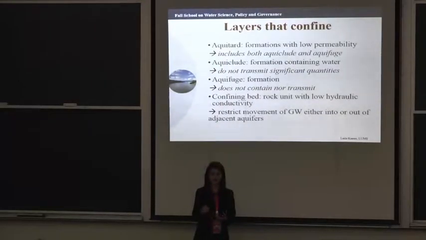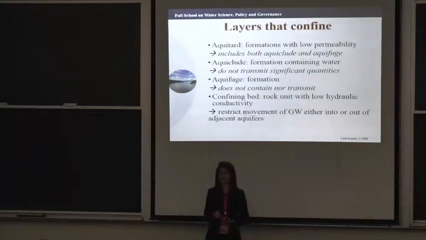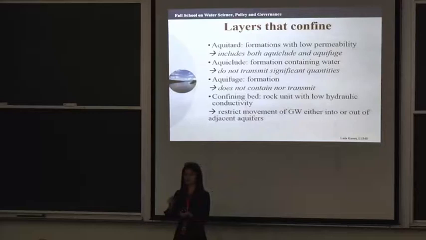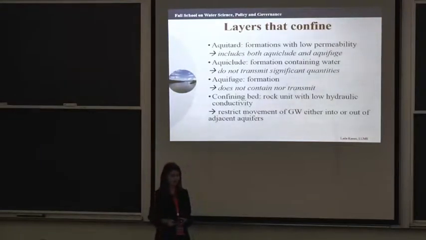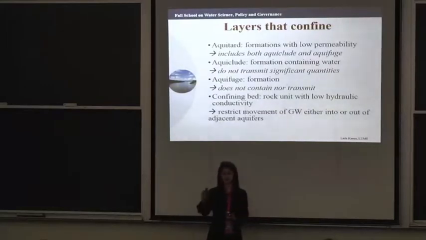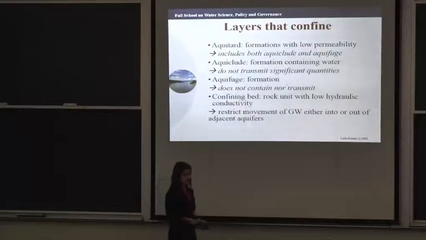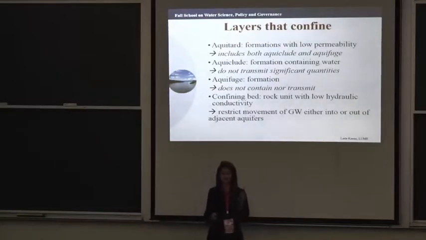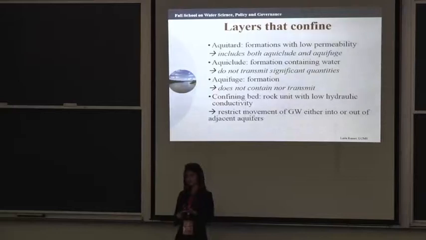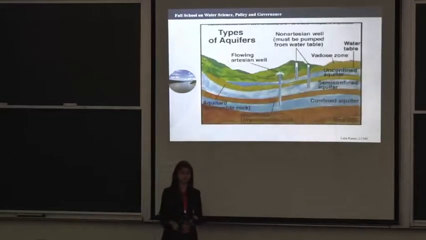Aquicludes do contain some water, but they don't transmit it, right? So they may be porous but not permeable. Aquifuges don't contain or transmit, so they're completely hard rock. And then confining beds are also used to describe rock units that have low permeability. I'm not going to define the term hydraulic conductivity yet. So all these three restrict movement, and aquifuges don't even contain water at all.